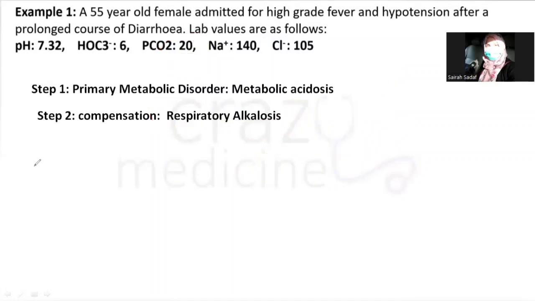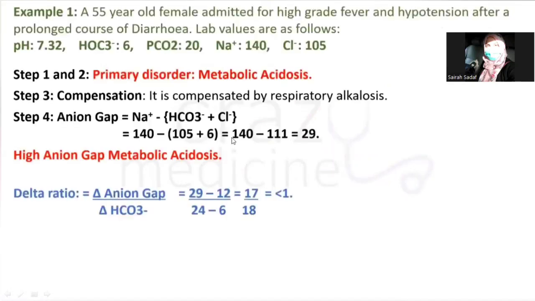Okay, let's go to our next part. When there is metabolic acidosis, you have to calculate the anion gap. Now let's go for the anion gap. The anion gap is 29. As we know, 29 is higher. It is a high anion gap. When we have a high anion gap, we have to go for the delta ratio.